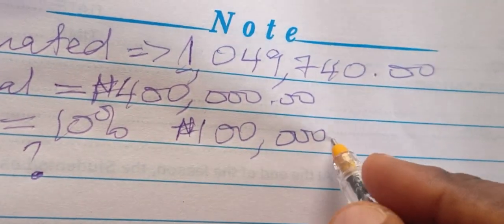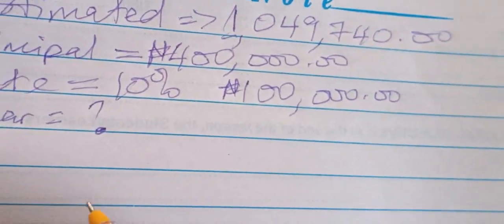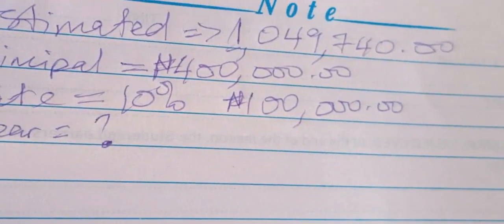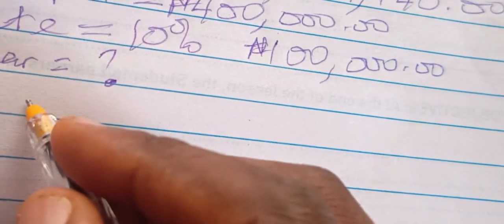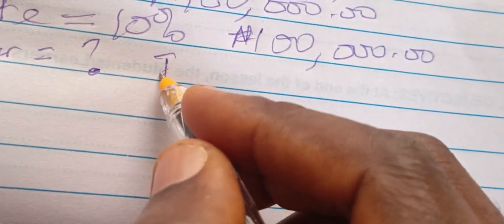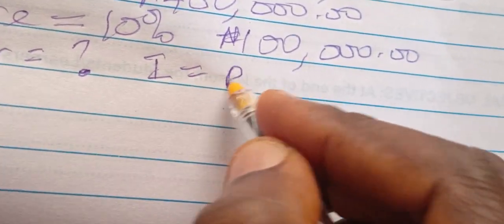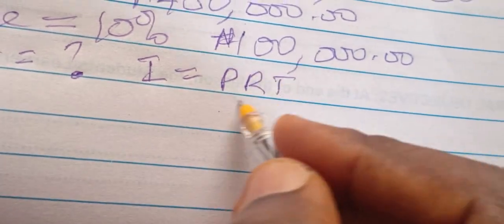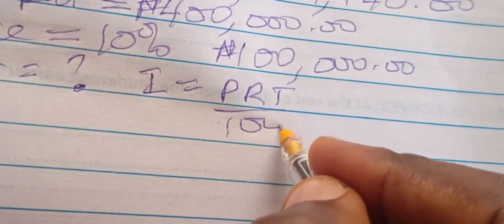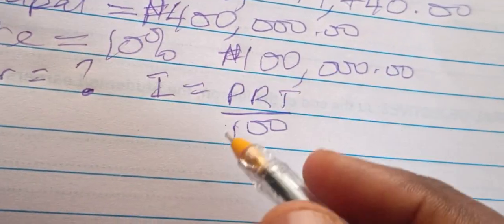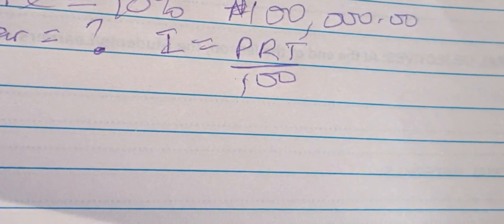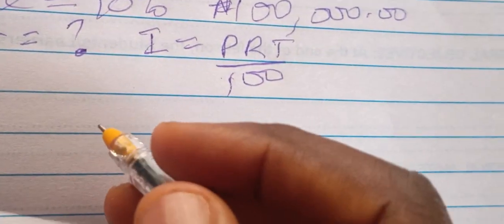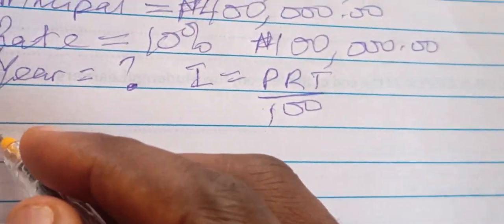100,000 naira will be added at the end of every year, which means it is a compound interest, which we have to use simple interest to calculate. Remember this formula that says the simple interest I is equal to principal multiplied by rate multiplied by time over 100. But when we talk about compound interest, you have to do it year by year. So what are we doing here? Let's take the first year.